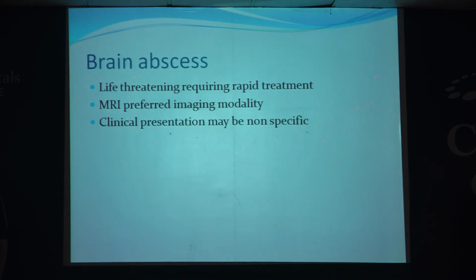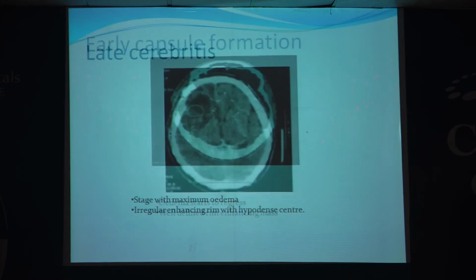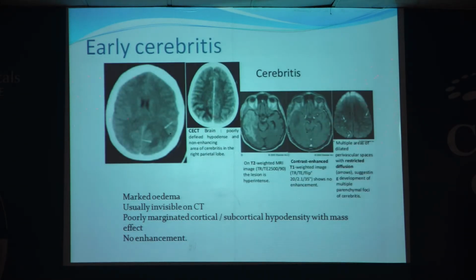Brain abscess is also a life-threatening condition. It usually occurs in 4 stages: early cerebritis, late cerebritis, early capsule formation and late capsule formation. In early cerebritis, usually a well-defined lesion is not formed. We see only cerebral edema. So this is an area of abnormal hypodensity without any regular margins, and in post contrast there is no enhancement.